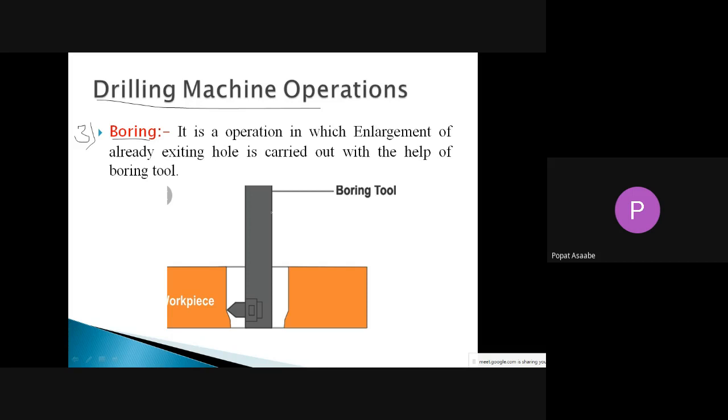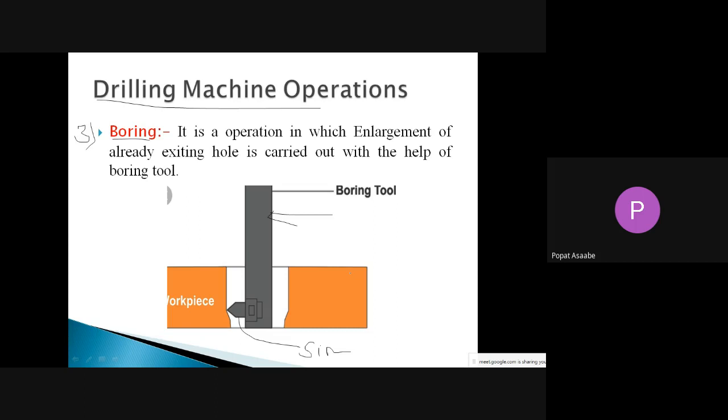See here, this is the boring bar. This whole portion is called the boring tool. At the end of this bar we have attached one single point cutting tool. This is the single point cutting tool attached at the end of the bar. And suppose this is your workpiece. Then what is meant by boring?